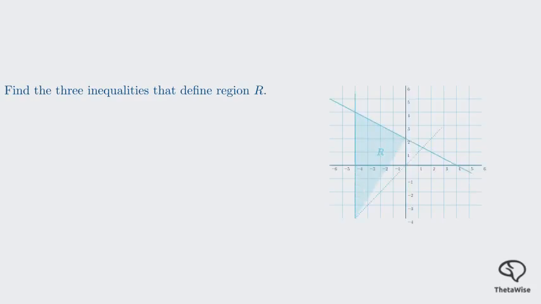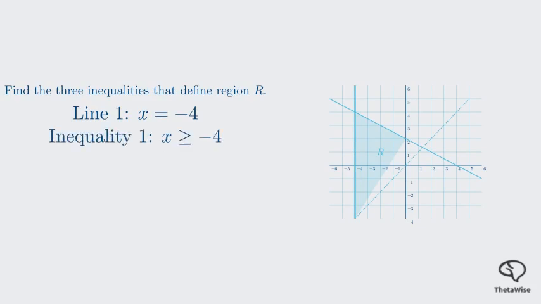On page 10, we are asked to find the three inequalities that define the unshaded region, R. First, let's identify the three boundary lines. The vertical line passes through x equals -4. The region R is to the right of this line, so the inequality is x is greater than or equal to -4. Next, let's look at the dashed diagonal line.